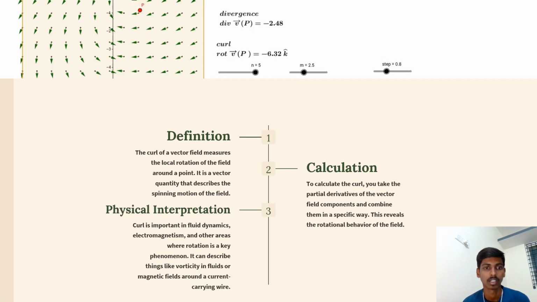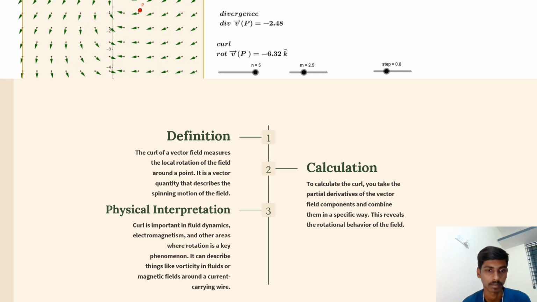Definition. The curl of a vector field measures the local rotation of the field around a point. It is a vector quantity that describes the spinning motion of the field. Calculation. To calculate the curl, you take the partial derivatives of the vector field components and combine them in a specific way. This reveals the rotational behavior of the field.